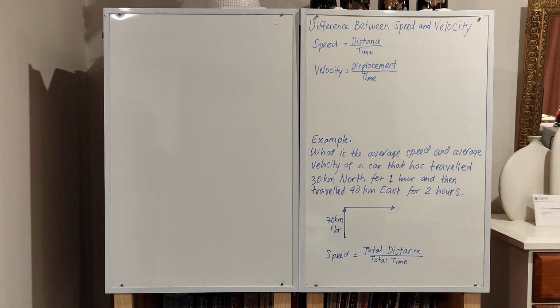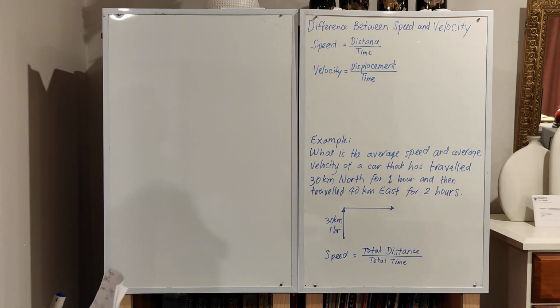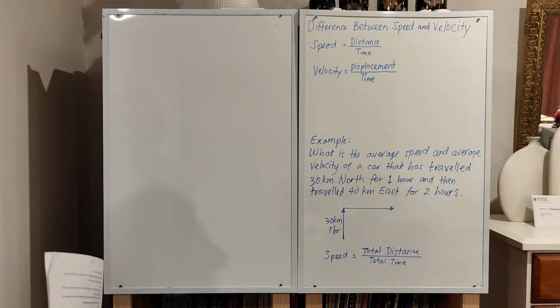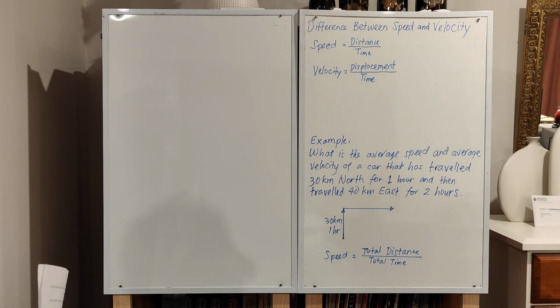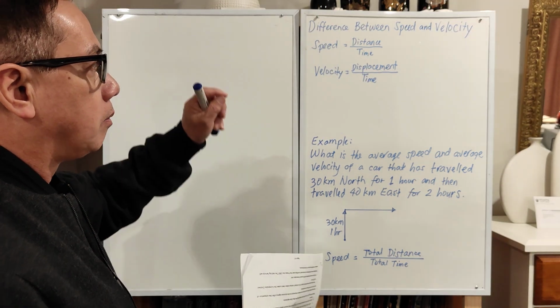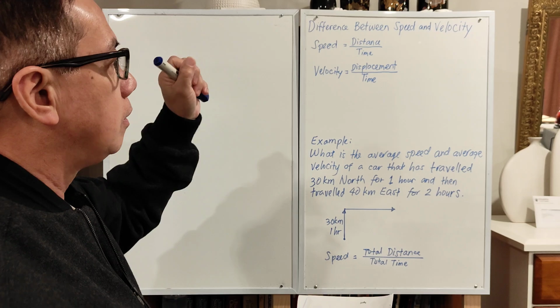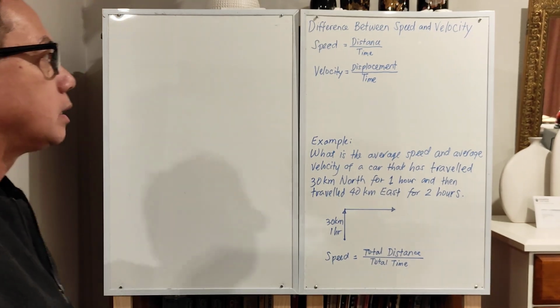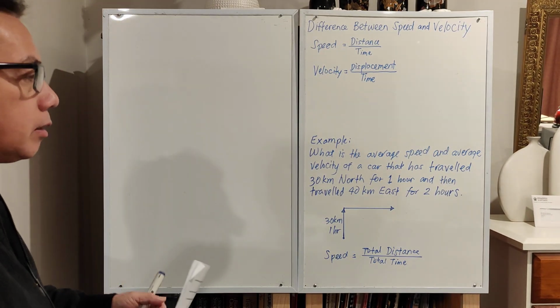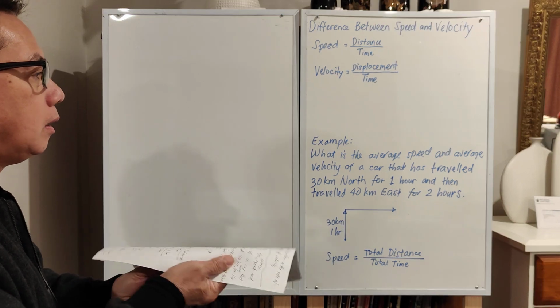I will be discussing the difference between speed and velocity. Speed is distance over time, while velocity is displacement over time. Displacement meaning it starts from one point and then ends into another point or location, and that would be the displacement. It is easier to explain with an example.